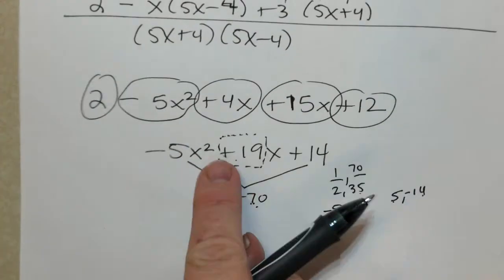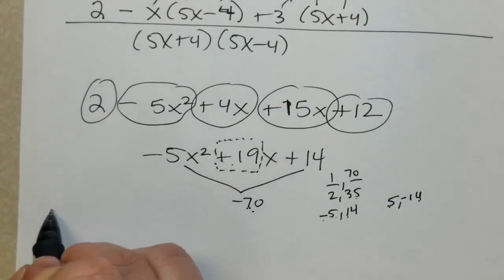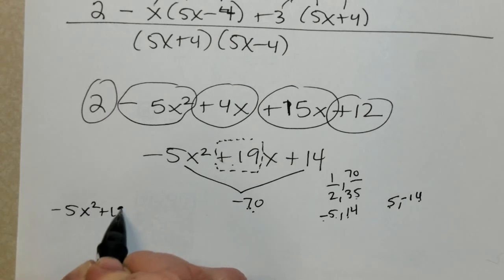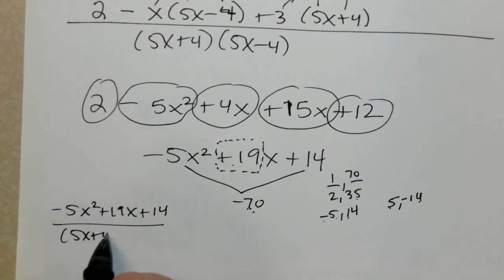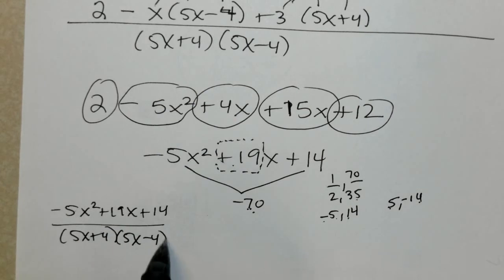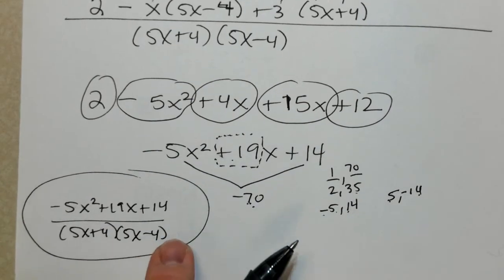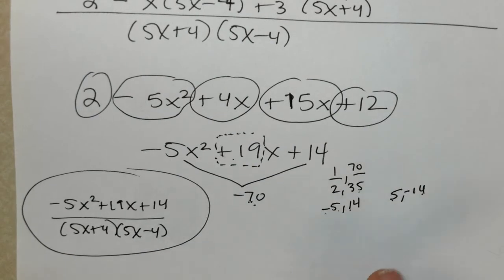So what do we do with this? Well, this is in the numerator. I'll rewrite it neatly off to the side. And on the bottom, I have 5x plus 4 and 5x minus 4. Please let's leave it in this form. Please do not FOIL this out.